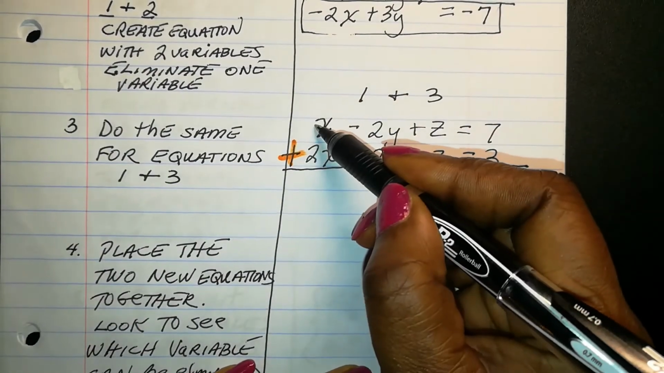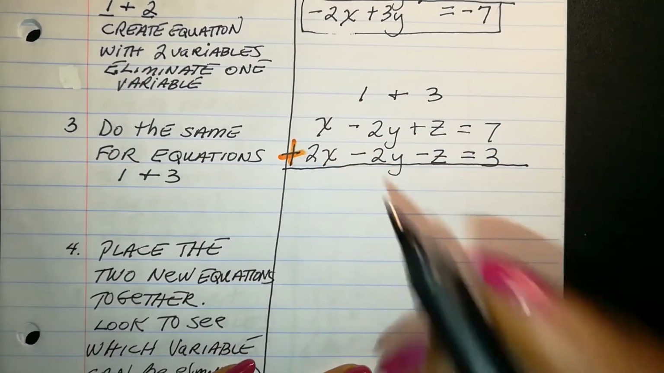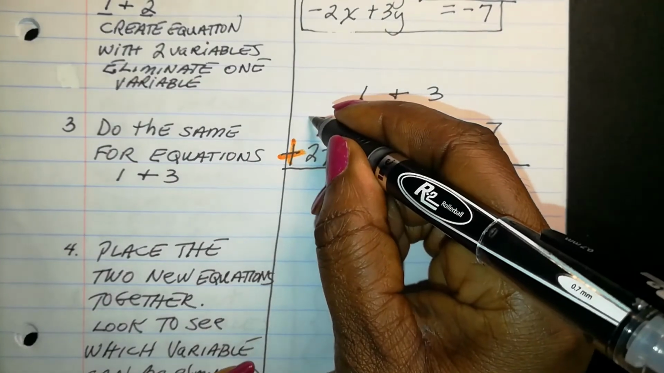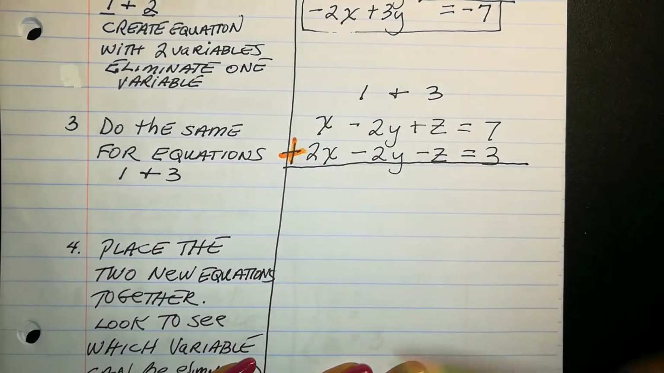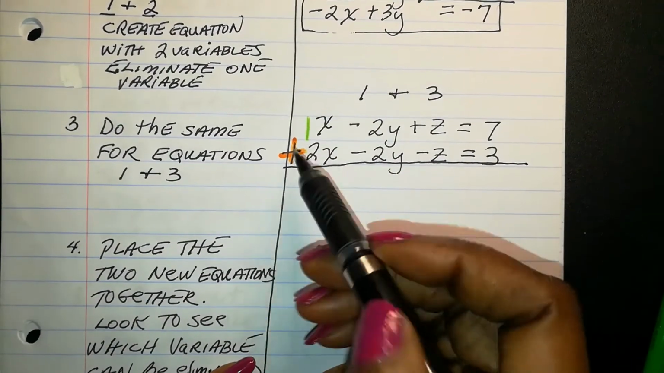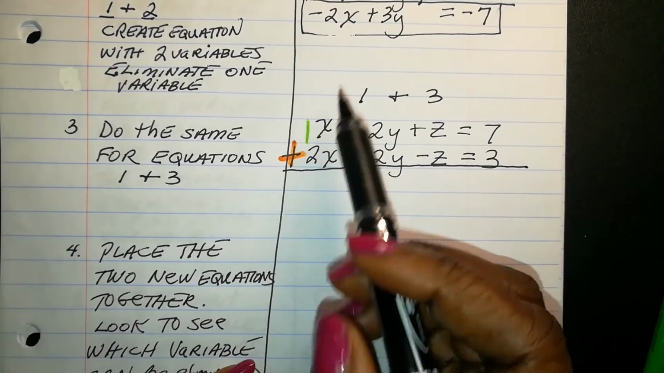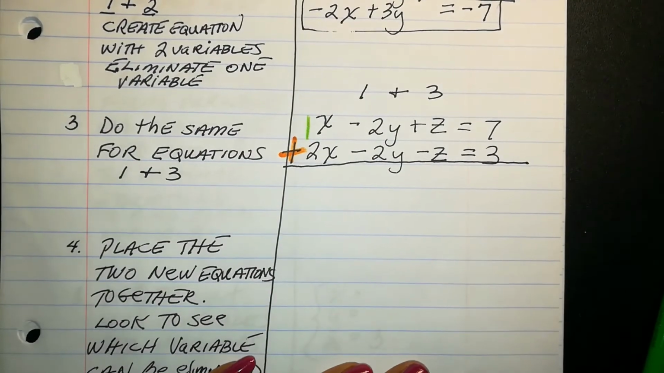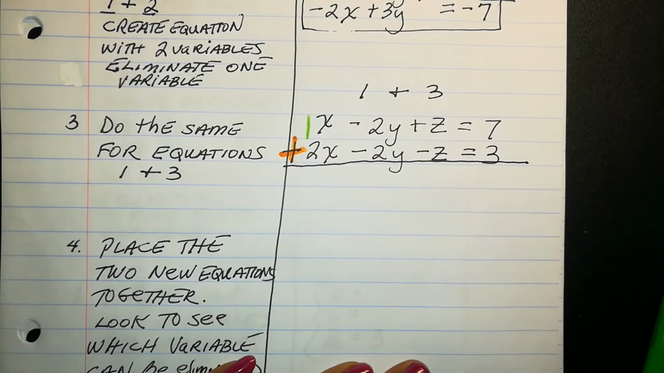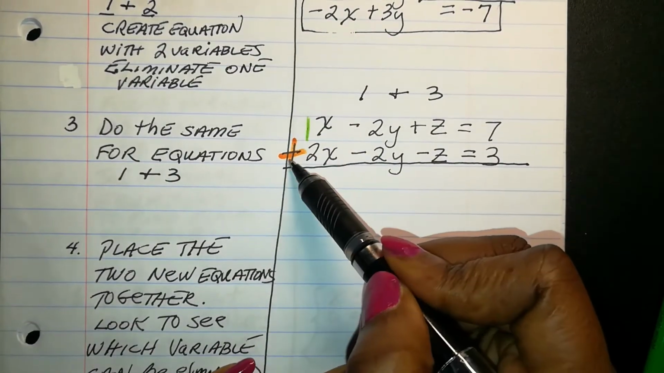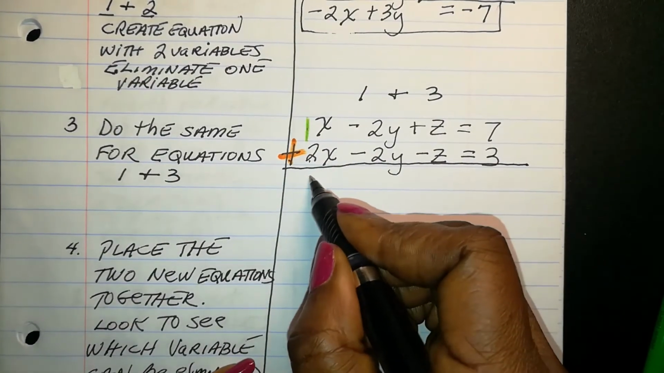So look, 1x plus 2x. Remember, if there's no 1 represented, there's actually a 1 there. We can fill it in if we like. It's an imaginary 1. It's in the problem, we can't see it, but we have to know that variables without a number have a 1 in front of them. So 1x plus 2x, that's 3x.